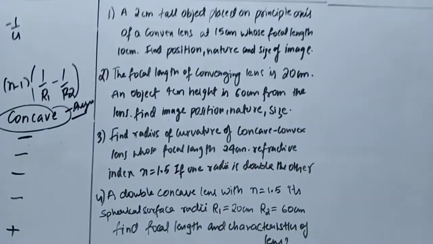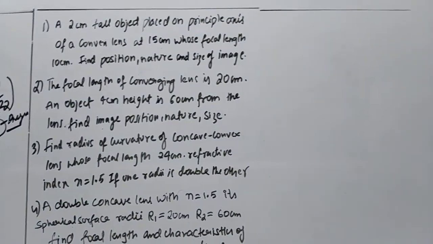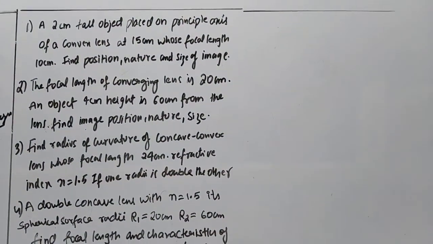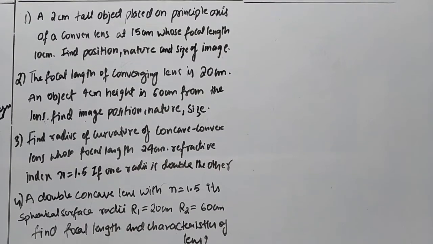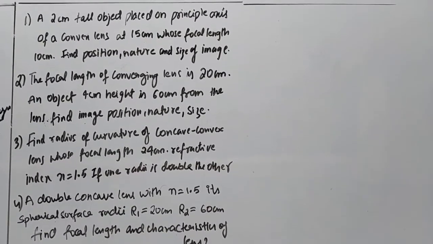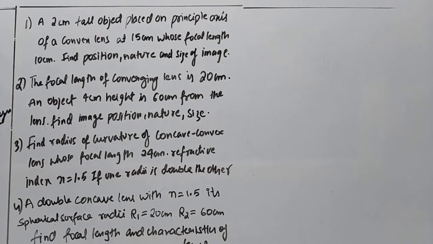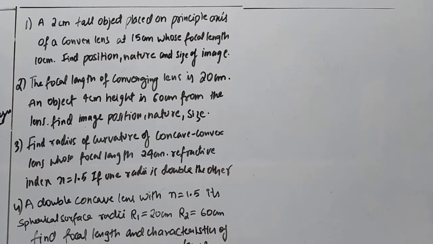So now let me explain the problems. I think you are able to see the questions. Question number 1 is saying: a 2 centimeter tall object is placed on the principal axis of a convex lens. What is it saying?